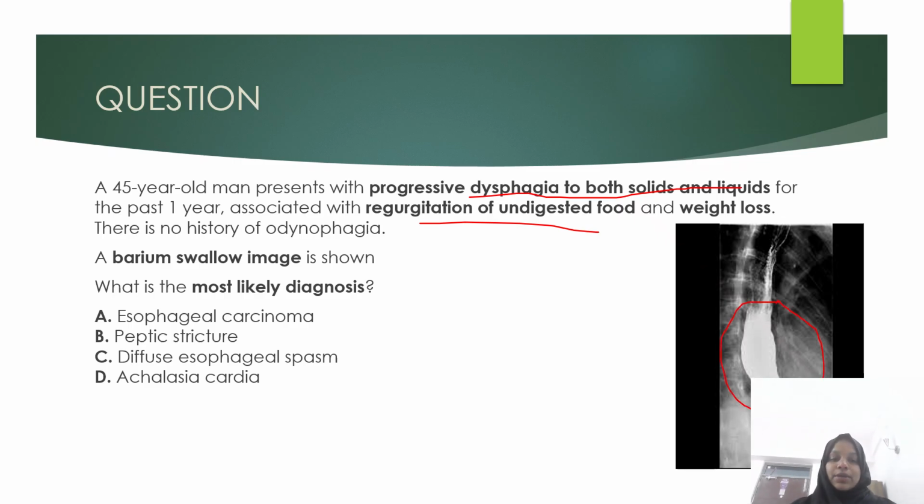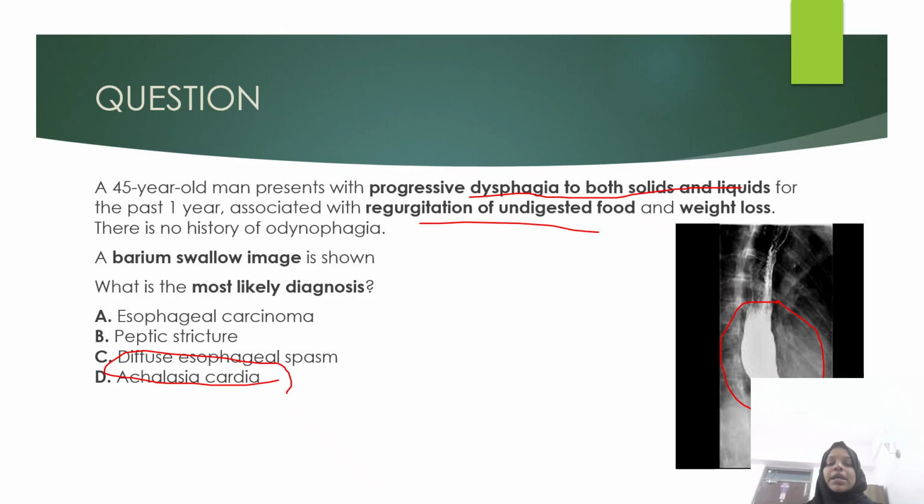What is the most likely diagnosis? Is it esophageal carcinoma? No. Carcinoma is usually like a rat tailing and there is a stricture. Is it peptic stricture? No. Diffuse esophageal spasm, there will be a corkscrew appearance. Achalasia cardia, that is the diagnosis.